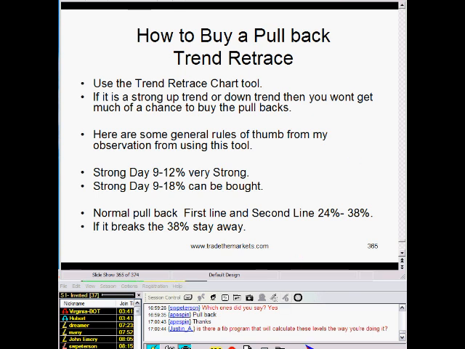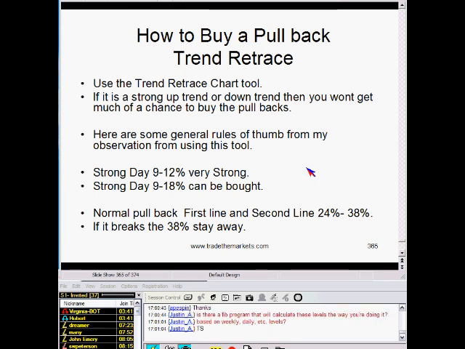Is there a fib program that will calculate these levels the way you're doing it? Yeah, Justin. What data feed do you use, Justin? Yeah, I mean, our programmer sells them. You talking about the 9?